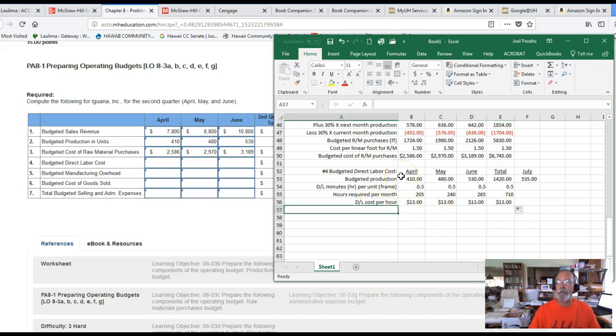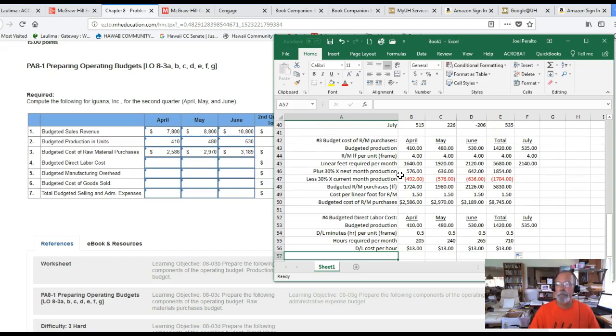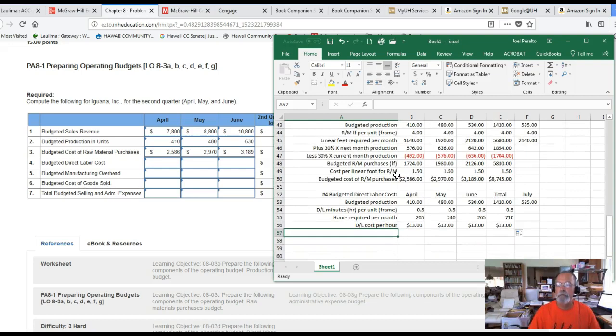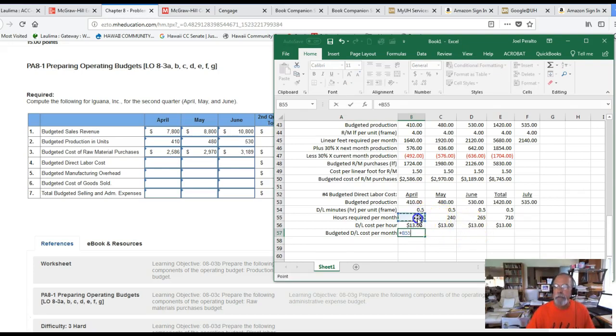And when we multiply that out, that'll give us budgeted direct labor cost. Yeah, budgeted per month. So that'll be plus hours times cost per hour. And again, that total is 9230. So if we use a sum, 9230, and let's see if that'll work for us.